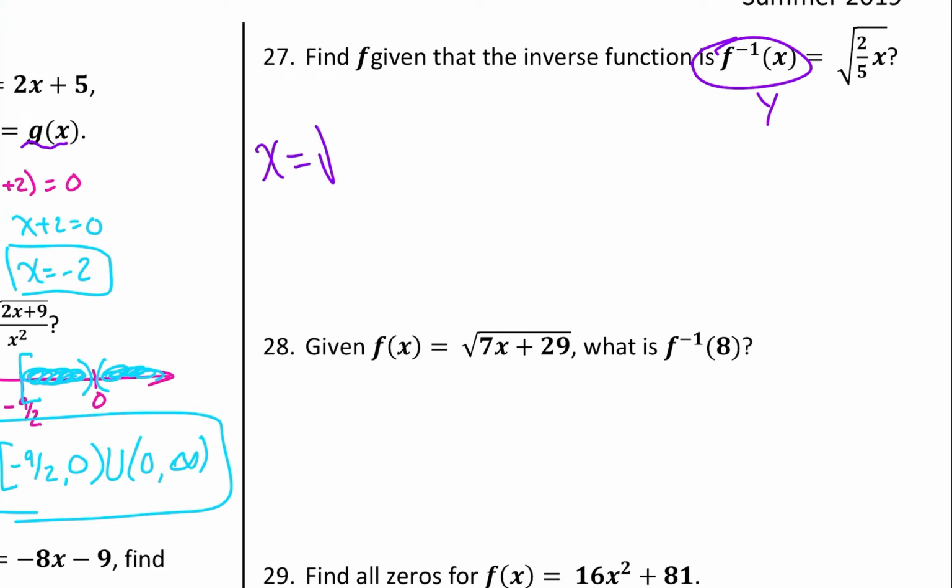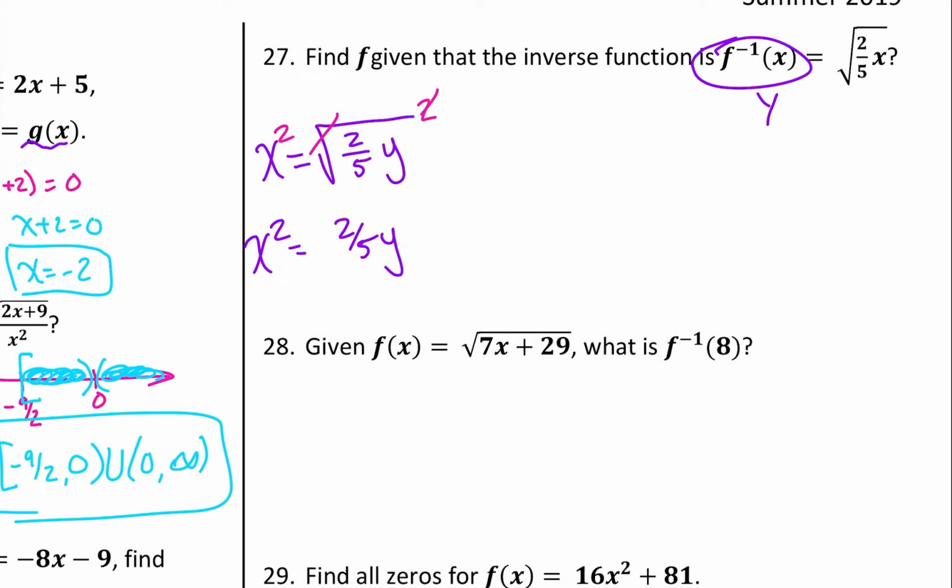So I'm going to make this x equals, and instead of doing the square root of 2/5 x, I'm going to do the square root of 2/5 y. And we've got to get y by itself again. So I'm going to square both sides. That cancels this and this. x squared equals 2/5 y.